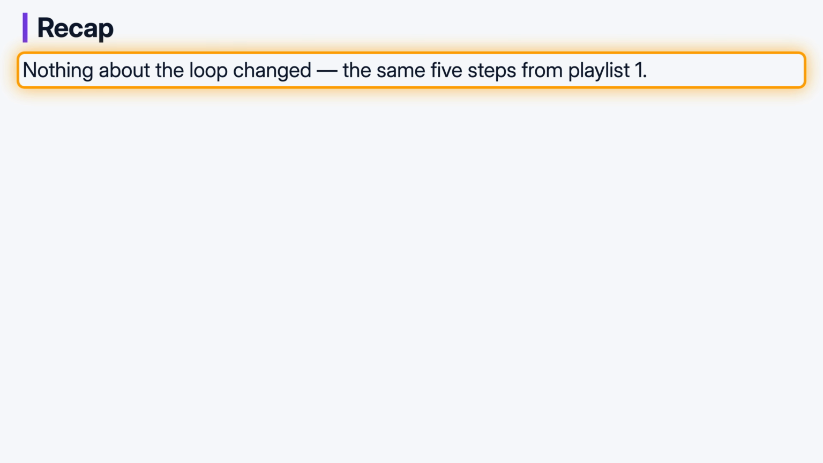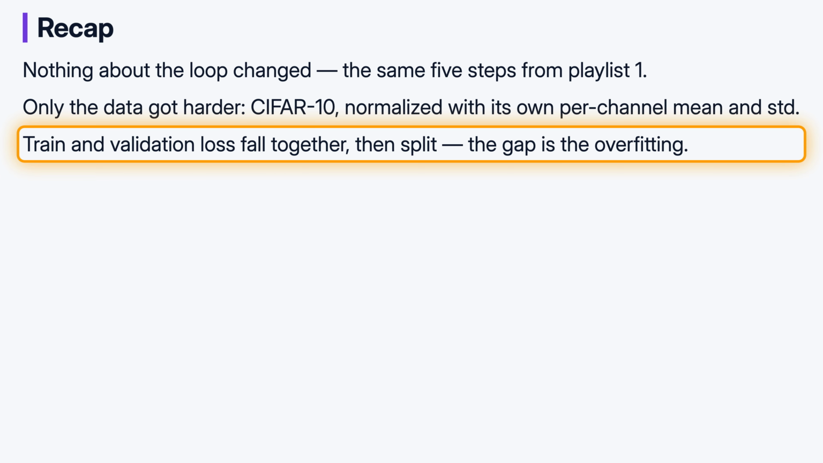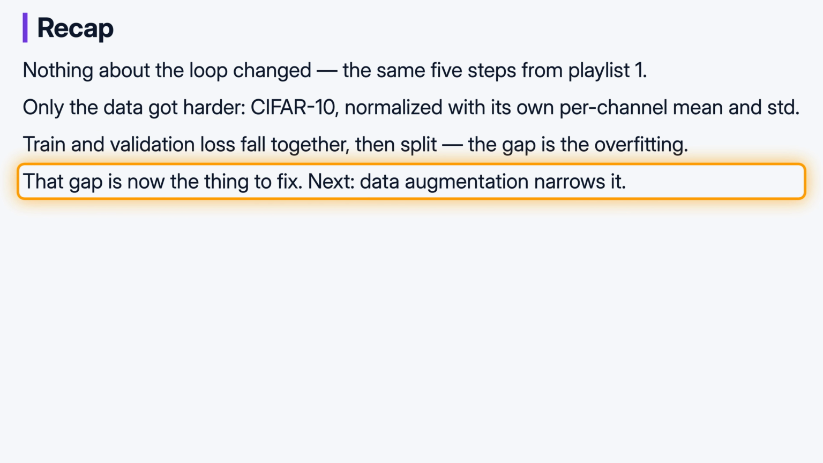Let's review. Nothing about the loop changed, the same 5 steps from playlist 1. Only the data got harder. CIFAR10, normalized with its own per-channel mean and standard deviation. The training and validation loss fell together, then split apart. That gap between them is the overfitting. And that gap is now the thing to fix. Next, data augmentation narrows it.